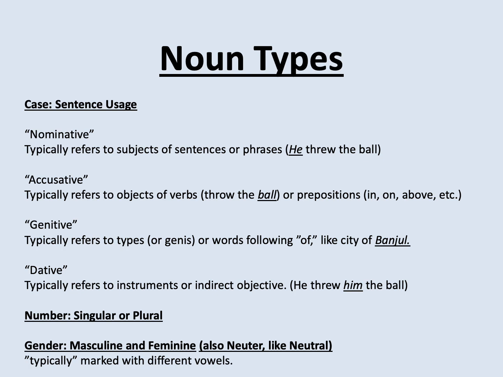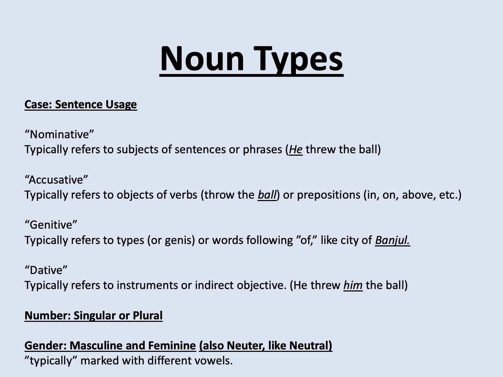There is the nominative, which typically refers to the use as a subject of a sentence or a phrase, such as he being the nominative. He threw the ball. He is the subject doing the throwing, so he would be in the nominative. Accusative typically refers to the object of the verb, what's actually being thrown. He threw the ball, so ball would be in the accusative case. Prepositions often will take the accusative as well.